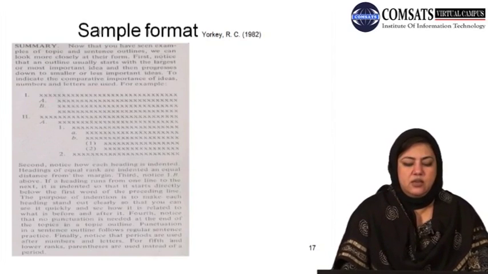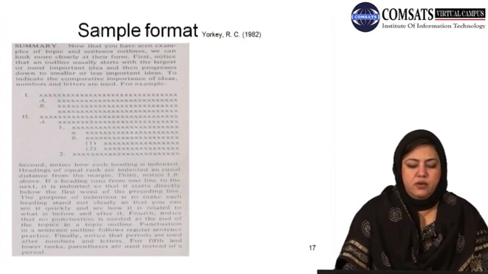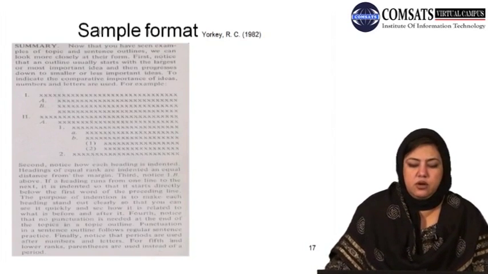Fourth, notice that no punctuation is needed at the end of the topics in a topic outline. Punctuation in a sentence outline follows regular sentence practice. Finally, notice that periods, or full stops, are used after numbers and letters. For fifth and lower ranks, parentheses are used instead of a dot.